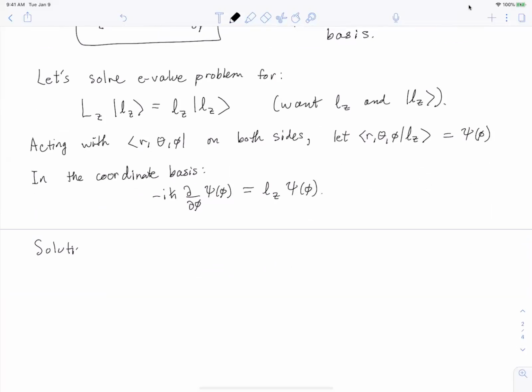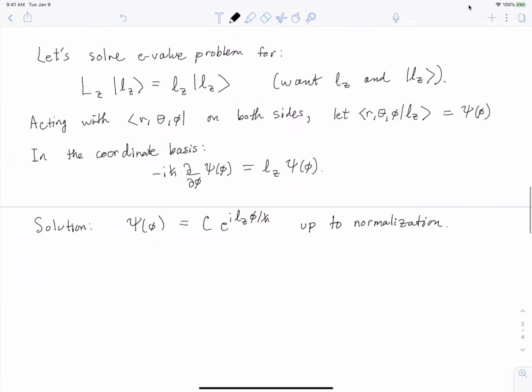The solution is that psi of phi is equal to a constant times e to the i eigenvalue L sub z times phi over h bar, right? So if you just plug that in to the previous differential equation, you can easily see that it works. So that's true up to normalization, which is the factor of c. Okay, and the range of phi is, remember, from 0 to 2 pi.